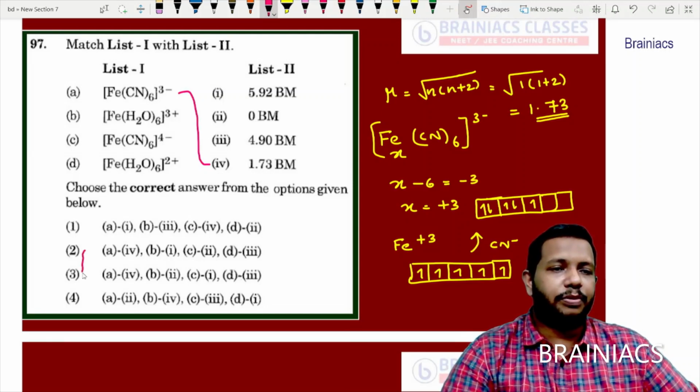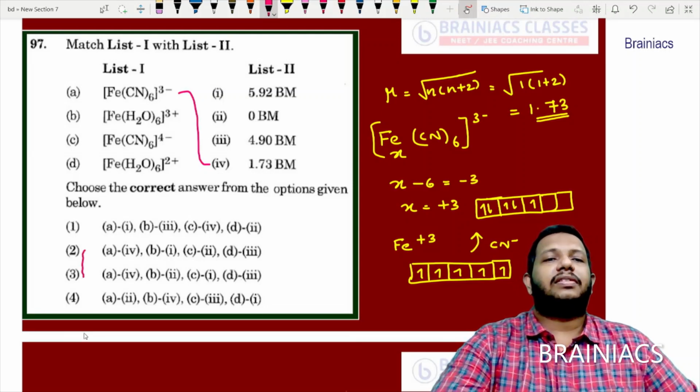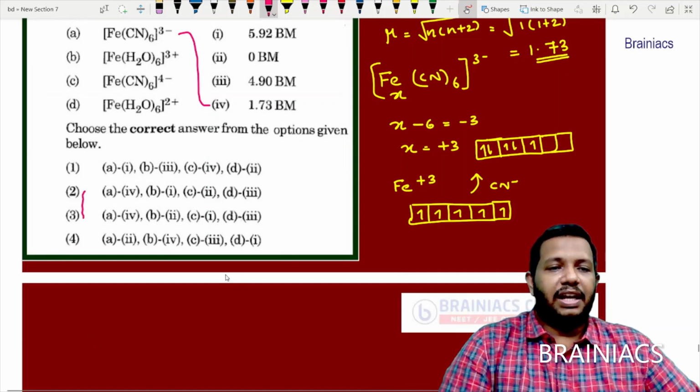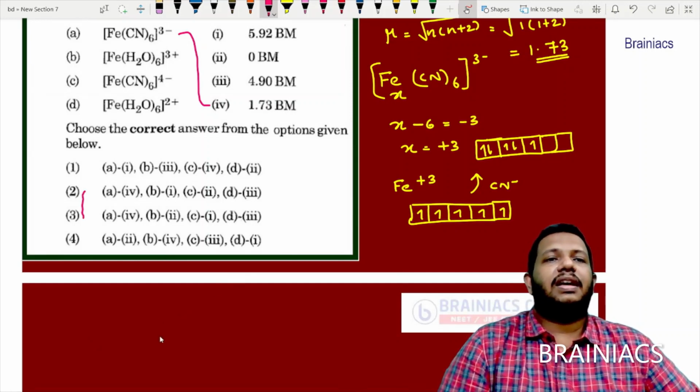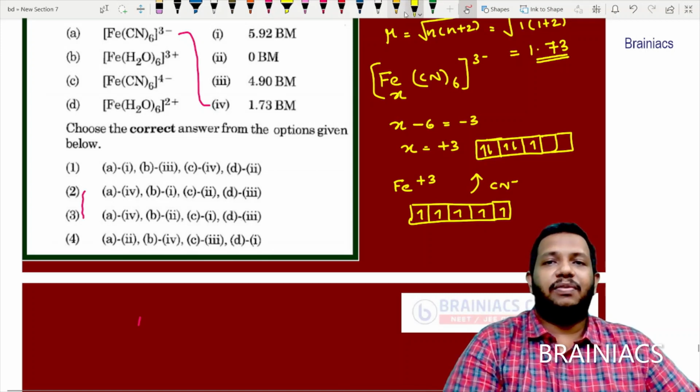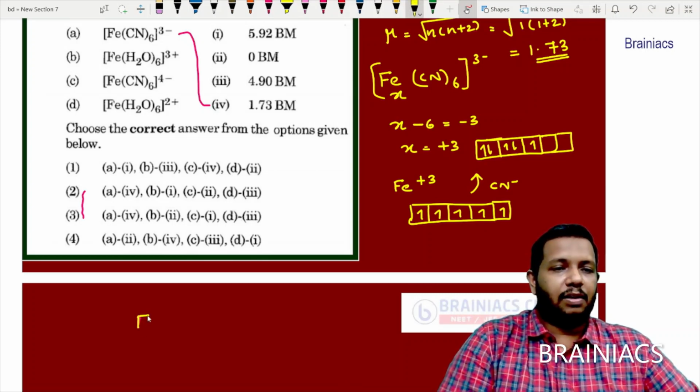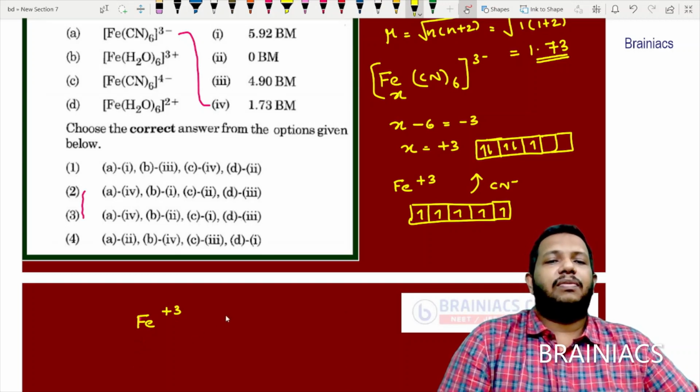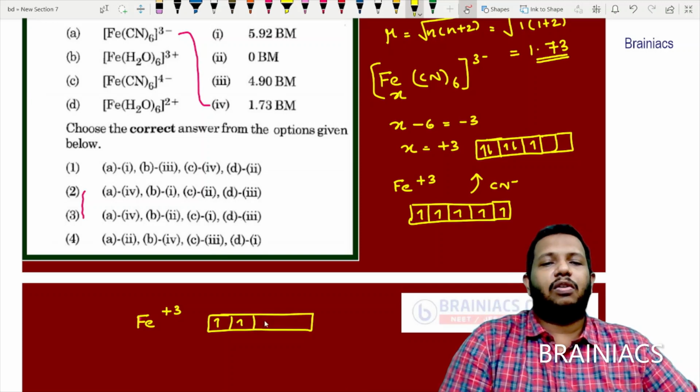So we have 2 options like that. Now let's calculate the next one, Fe(H2O)6. If you see here, iron is also in plus 3 oxidation state, and we know that H2O is a weak ligand, so there is no pairing of electrons. In that case iron will have 5 free electrons present like this, because there is no pairing happening there.